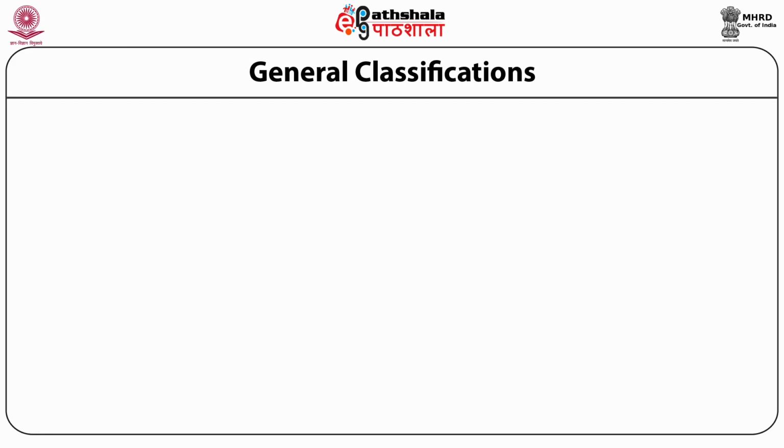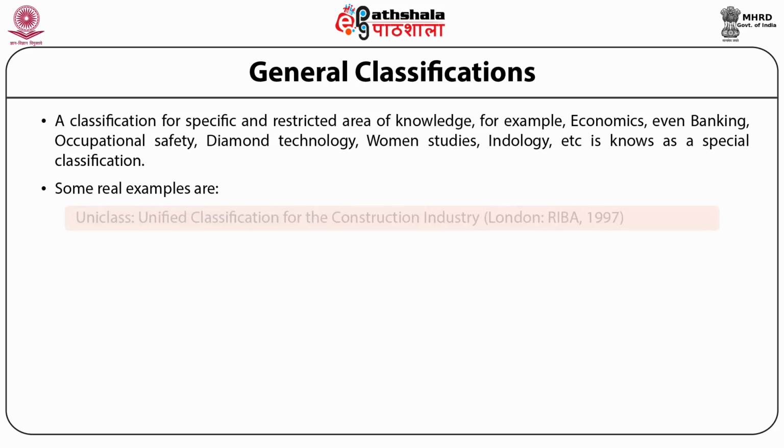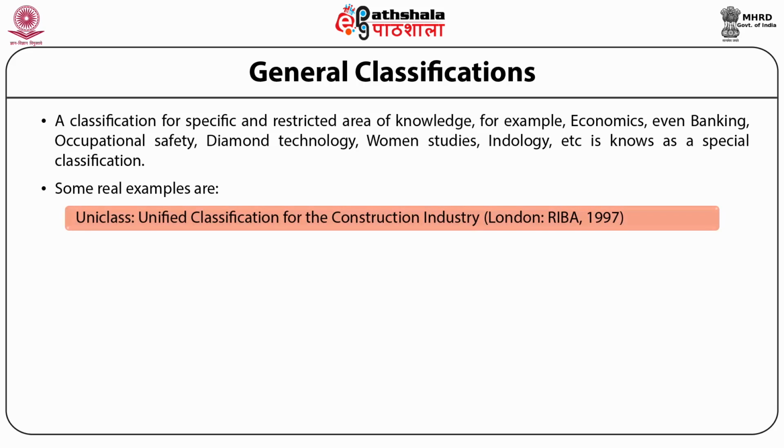Classification systems of special nature. A classification for a specific and restricted area of knowledge, for example, economics or even banking, occupational safety, diamond technology, women studies, Indology, Nepology, China studies, is also known as a special classification. These classifications are narrow in area, but they are quite deep, to classify micro-literature, just like journal articles, reports, and so on.